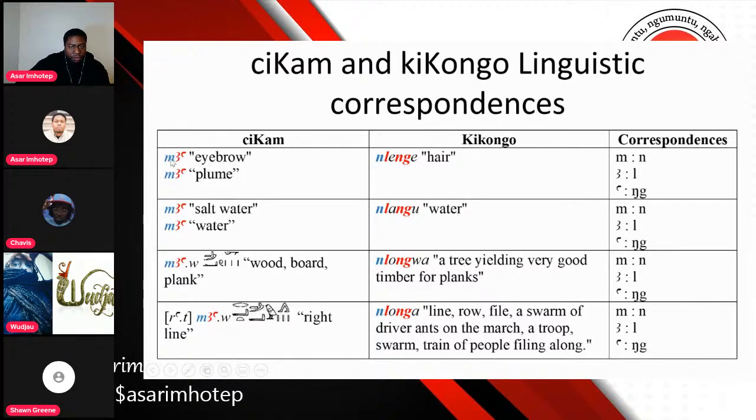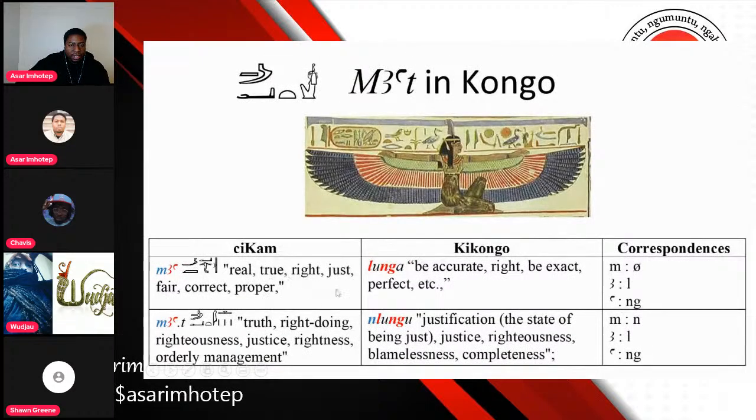where ancient Egyptian M corresponds to Kikongo N, and the nasalized uvular trill corresponds to the L, and they don't know what this sound is. And it actually kind of corresponds to several sounds even within, because this could be a Z, this could be a D, or it could be like an H type sound. Because of course they like to compare it to Semitic all the time. But that sound here corresponds to ng in Kikongo. And so we see that these correspondences are regular. And so when we talk about Ma'at in Kikongo, you can just say Lunga, to be accurate, to be exact, perfect. And then in Lungu, justification, the state of being just, righteousness, blameless, completeness, right?